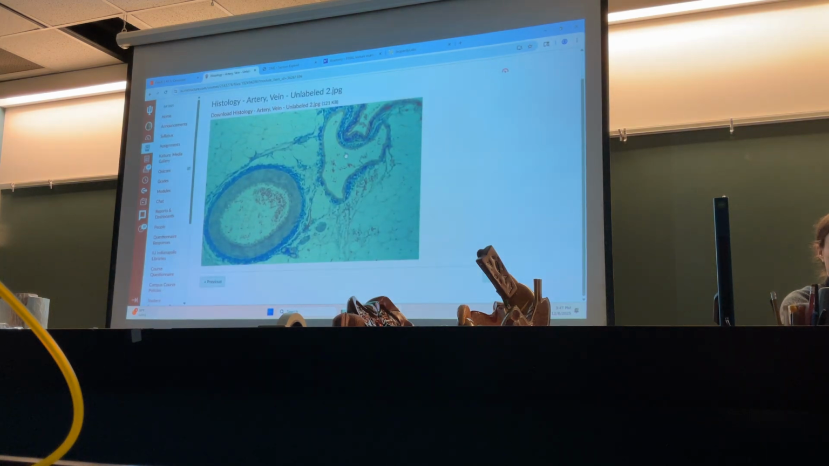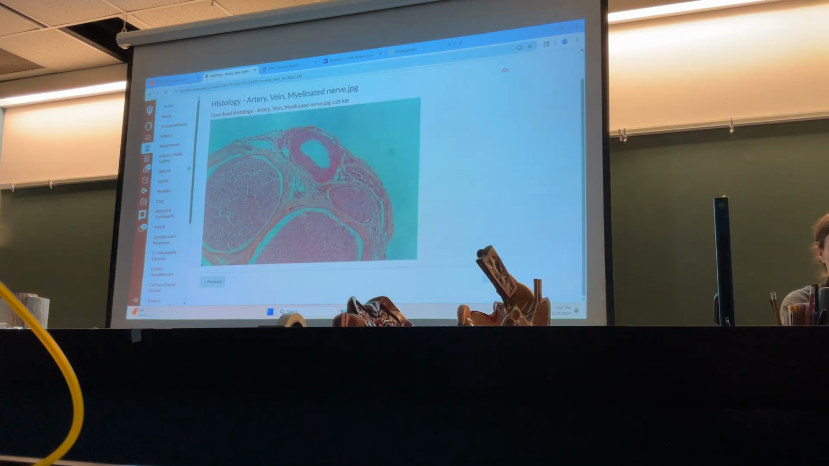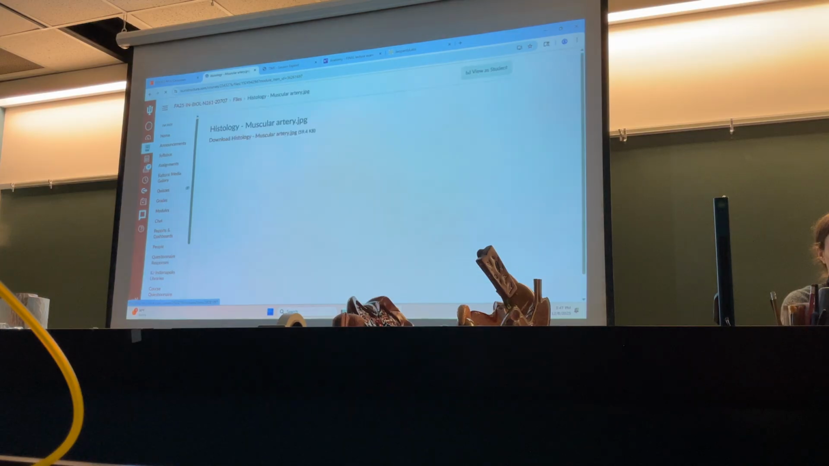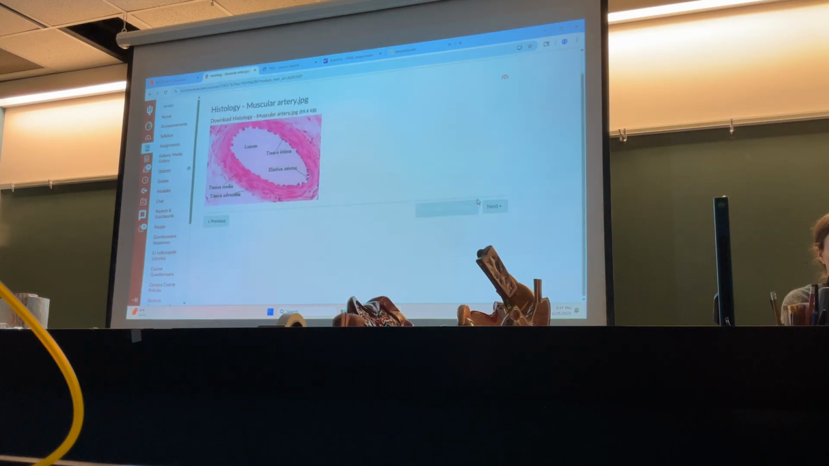Not all of our slides look exactly like this. This is very obviously a vein, very obviously an artery. Okay. I think that's pretty much it.